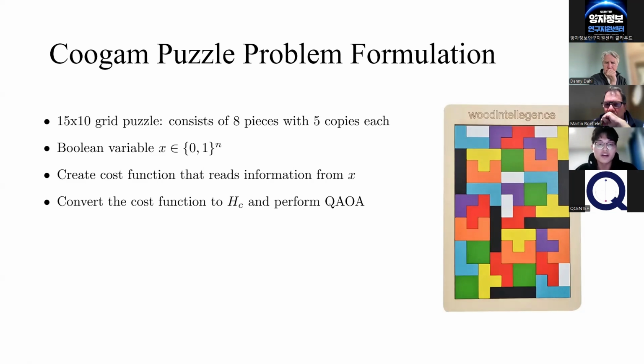We want to formulate a cost function that takes an x vector as input. Each element in the x vector is a Boolean variable that has values of 0 and 1. We need to represent the displacements of the puzzle pieces with those variables and create a cost function that reads information from this x vector. Then we can convert the cost function into a cost Hamiltonian, which allows us to design a quantum circuit for QAOA implementation.